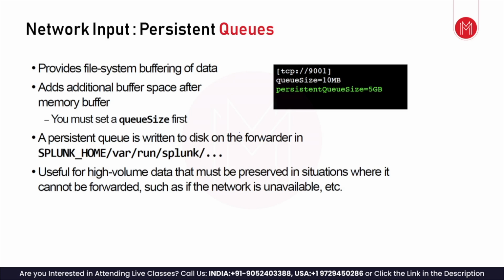Persistent queue is written to disk on the forwarder, so you can directly define it on the forwarder. Where it is written: var run splunk. So mostly we will use this persistent queue size only in the case of high volume data. It cannot be used for each and everything, as I told, because it will be consuming more memory and more resources.